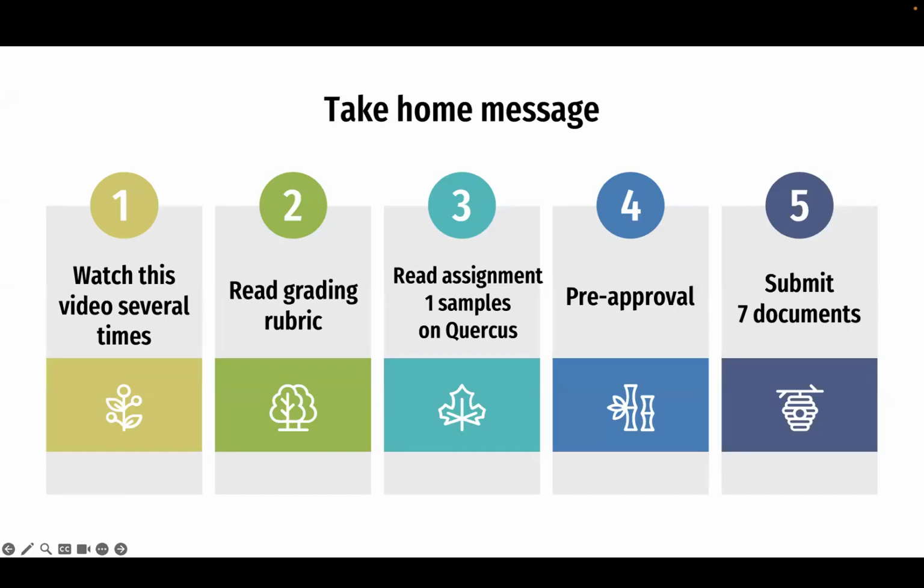Okay, take home message. Watch this video, 30 minutes video, again and again, if you are not familiar with the policy. And read the grading rubric. This is important for our section. The grading rubric only applies for our section. Do not copy other sections. Other instructors have their own grading rubric. And read assignment 1 samples on Quackers. Samples are important to get at least a pass for assignment 1. And then pre-approval is helpful. So send me your PICO question, follow the deadline. I will give feedback. And then the last part is to submit 7 documents, 9 pages.